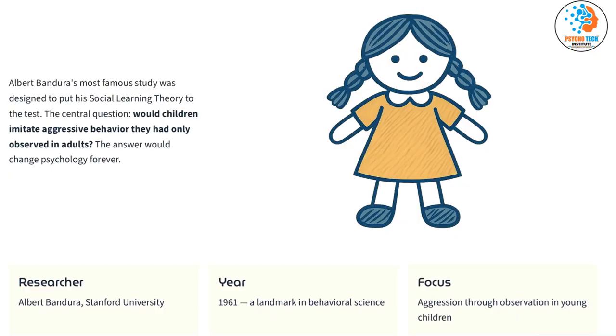One of the most famous studies on observational learning is the Bobo Doll Experiment conducted in 1961. Bandura wanted to see whether children would imitate aggressive behavior they observed in adults. This experiment became a landmark study in psychology.